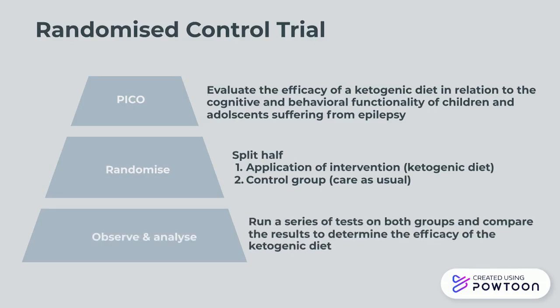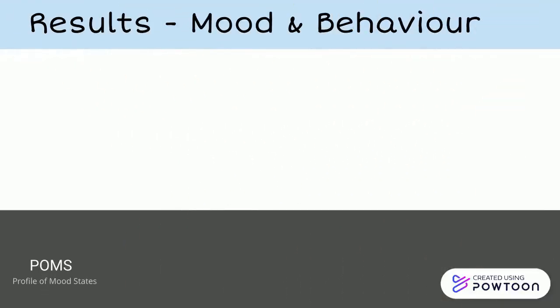And this was all completed at random, and then a series of tests were taken from the participants to compare the results and determine the efficacy of the ketogenic diet on the functionality of children and adolescents aged 1 to 18. The results were as follows.